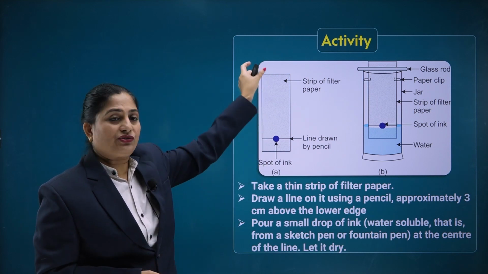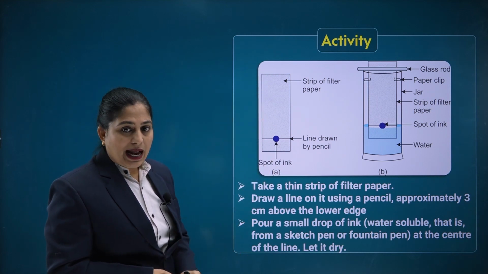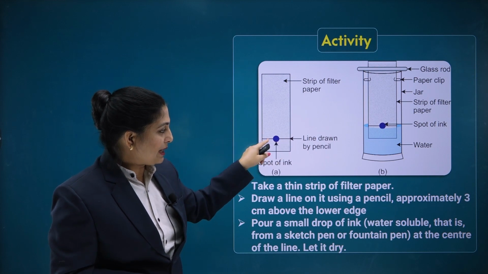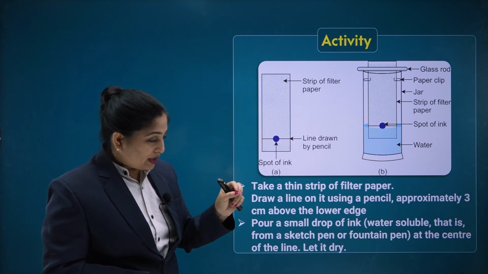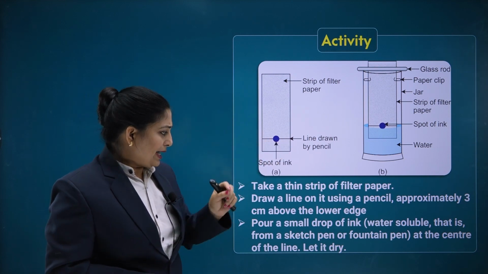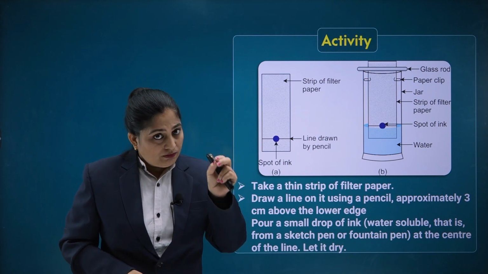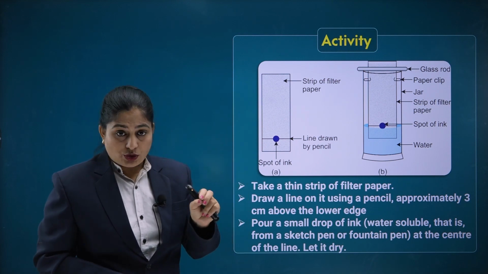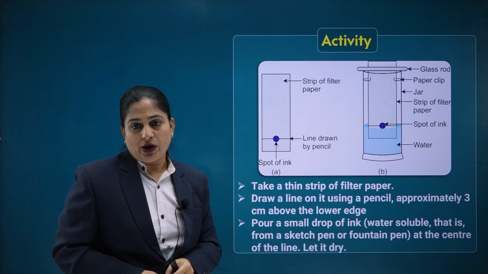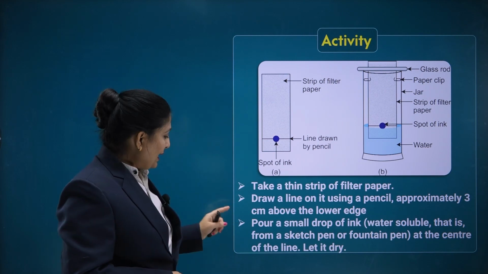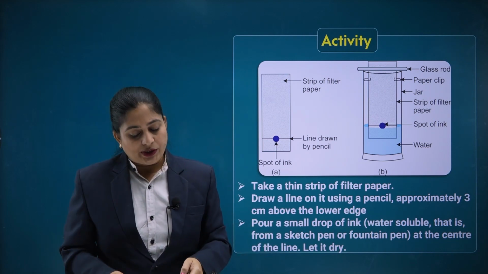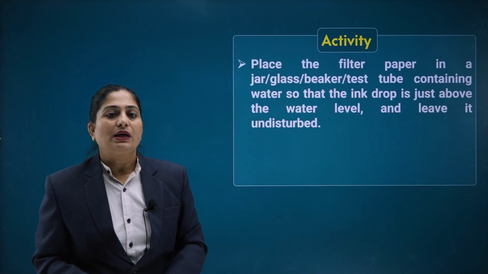Suppose I have taken a thin strip of filter paper, and then we draw a line with a pencil about 3 centimeters from the bottom, and take the ink mixture, place a drop on this line at the middle point, at the center of this line, and allow it to dry. What will happen once we allow it to dry?